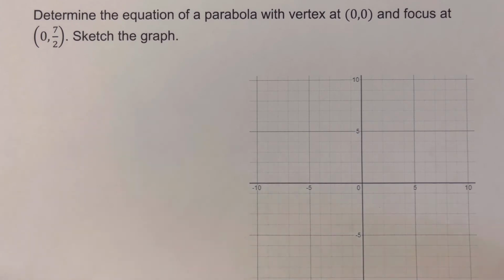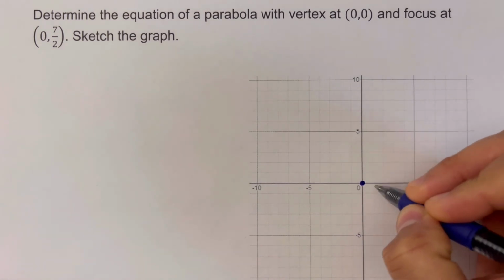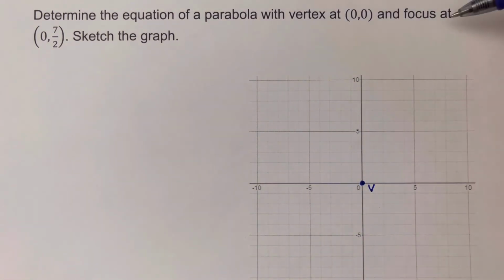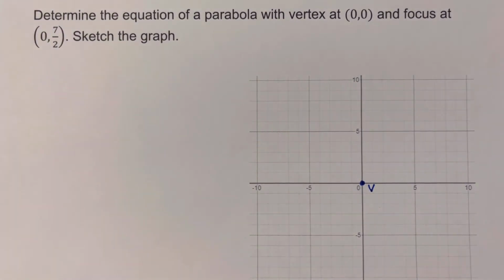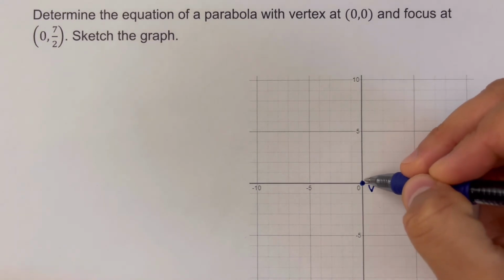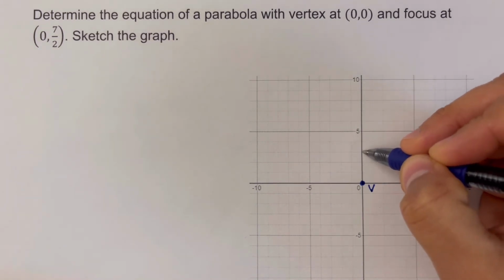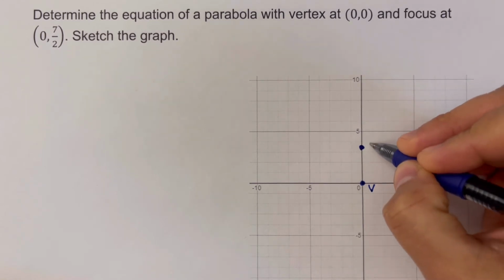Okay, so we go over the problem here. So we're going to sketch these 2 points right here. The vertex is at 0, 0. So this is our vertex. And then the focus is located at 0, 7 halves. 7 halves is 3.5. So I can go ahead and put that point right here. So that's 1, 2, 3. 3 halves would be this way right here. So this is our focus.